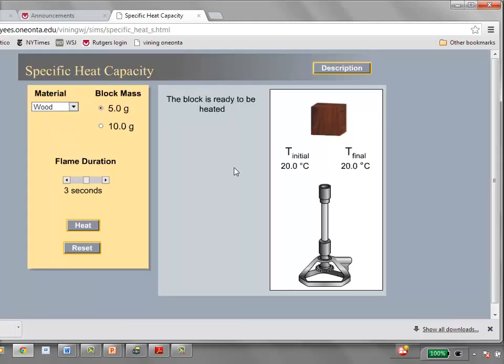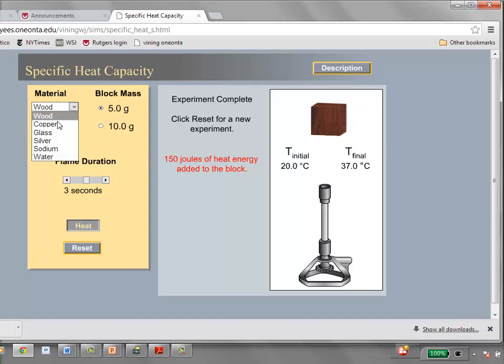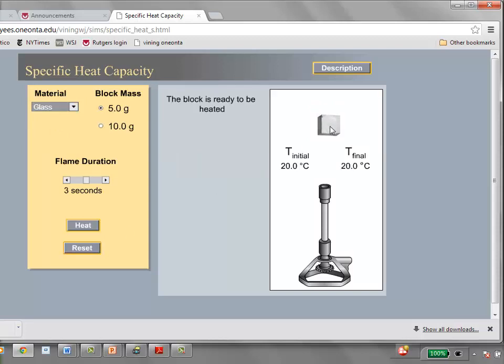So if you take, for example, a wood block at 20 degrees and you heat it for 3 seconds with a Bunsen burner, about 150 joules are added, and when you add that 150 joules, the temperature of the block goes from 20 degrees to 37 degrees. So it goes up by 17 degrees when you take a 5-gram block and you heat it with 150 joules. Let's instead say we have a piece of glass that's 5 grams, same mass, but a different substance, and we'll heat it for the same amount, 150 joules, that is 3 seconds.